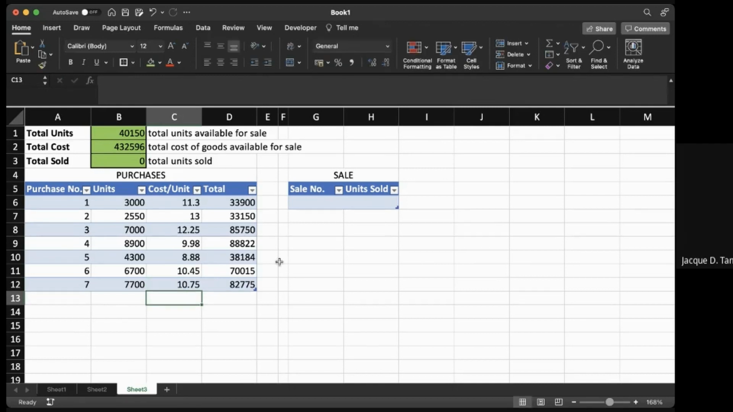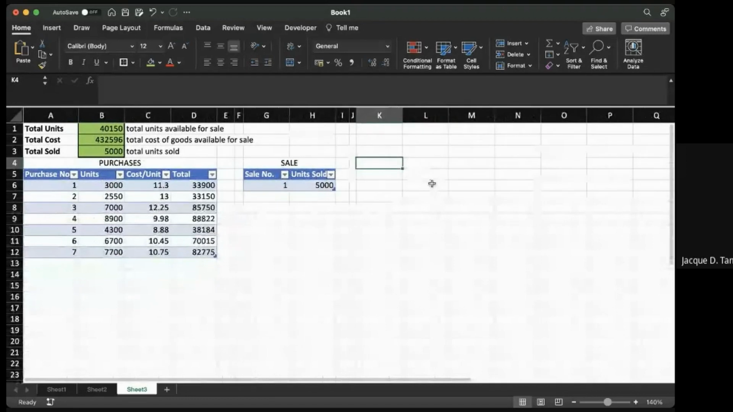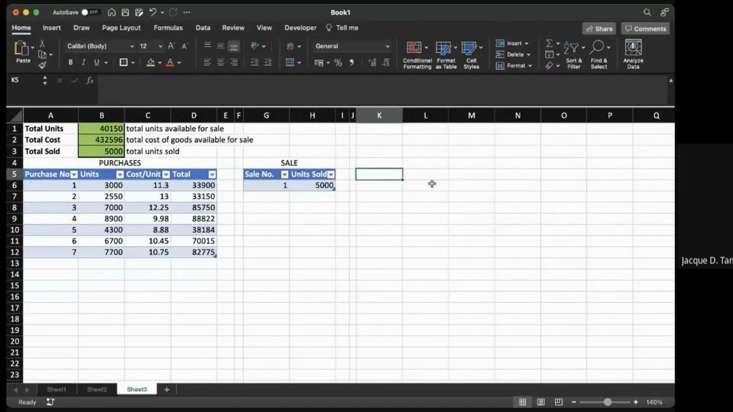Okay. So since we already have inputs, we can also place an input here. So the first one, let's say the unit sold is 5,000. So we need to compute now the cost of goods sold. So to compute for our cost of goods sold, again, we need to get first the units and the cost per unit, and then the total cost.